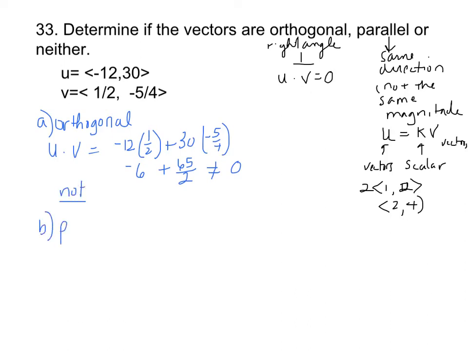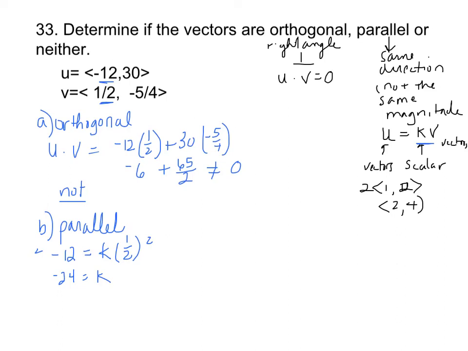All right, so B, I'm going to check to see if it's parallel. Remember, parallel means that if I take a scalar times a vector, then it equals the other vector. So I'm going to take the x-coordinate and the y-coordinate separately. I'm going to say negative 12 is equal to k times 1/2. Notice that negative 12 is the x-coordinate in u, and 1/2 is the x-coordinate of v. I multiply both sides by 2, and I get negative 24 equals k. So that's what k is for the x-coordinate.